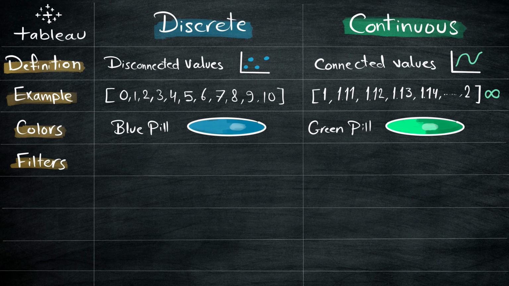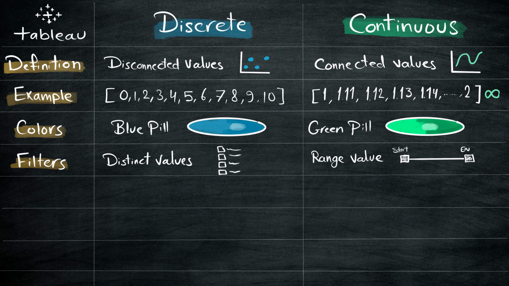Moving on to filters, discrete fields generate filters with a distinct list of all values available in the dataset. And on the other hand, the continuous fields generate a range filter that has start and end values. And next point is about the views. Discrete fields can generate the header of the view showing all possible values, and the continuous fields generate the axis of the view. Again, it's like a range of values.